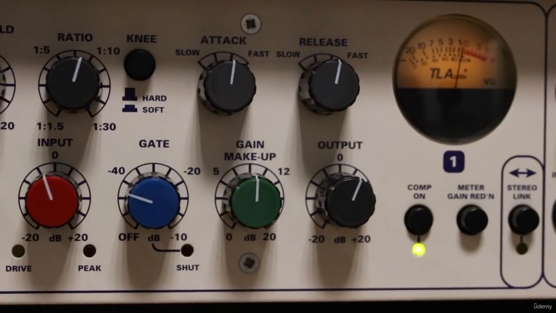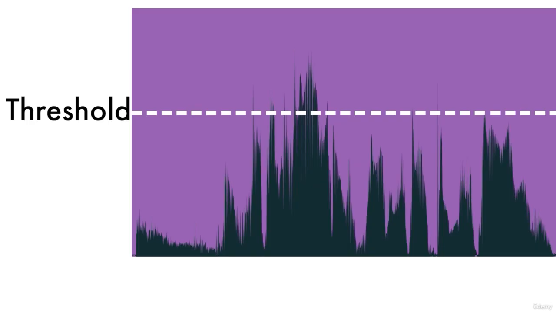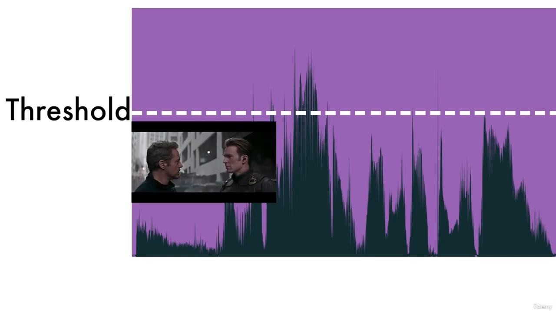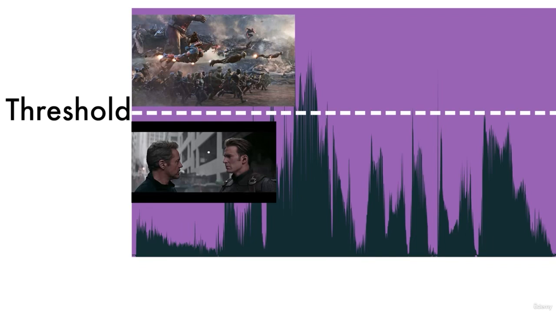So how do we actually use a compressor? Well, on most compressors, there's a threshold setting. This lets you set the level at which the compressor will start turning down the volume. So going back to our late night movie analogy, below the threshold is dialogue, above the threshold is action. You want to set this so that it leaves the audio alone during dialogue and turns it down during action scenes.